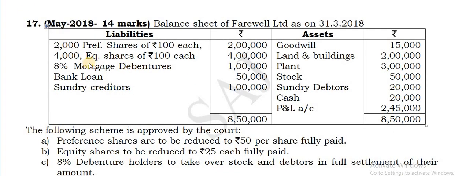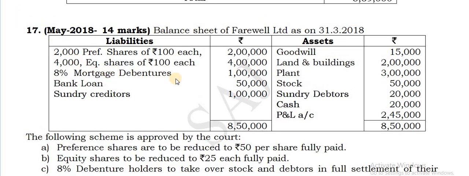So consider question number 17. This will be a homework problem. Liability side, equity shares are there, preference shares are there, and mortgage debentures are also there. Here you can find there are 100 rupees paid up. Goodwill and profit and loss account must be compulsorily written off. The last entry you have to take this as a debit, goodwill and profit and loss account.